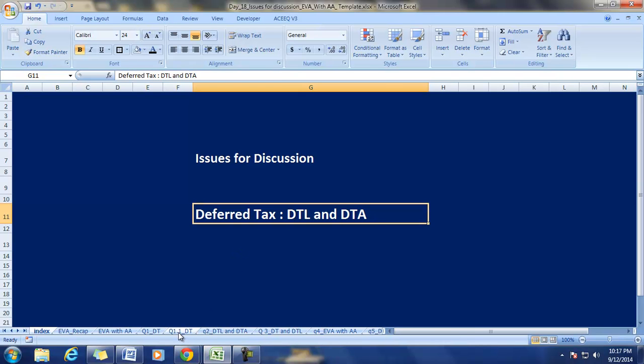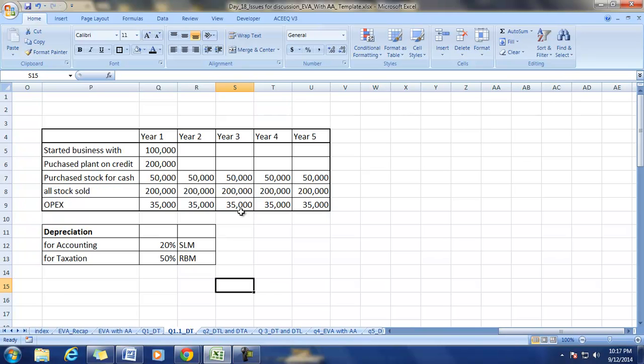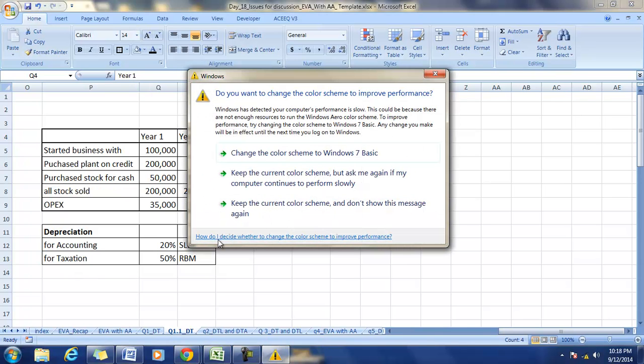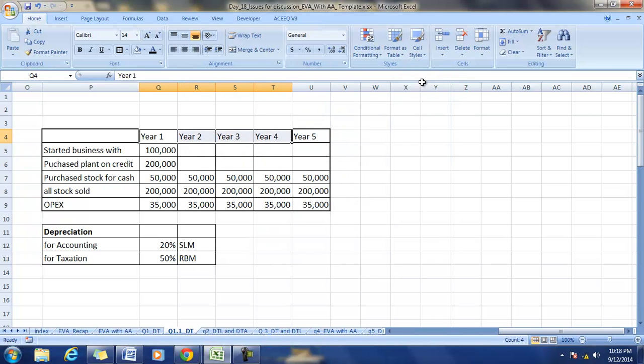In this example, we will focus our attention on one such difference, that is depreciation, and we will ignore the other differences which may happen while computing profit as per the income statement and the profit as per the tax statement. So we have this hypothetical set of transactions for a period of 5 years. We kept all transactions the same, except that depreciation is different. Depreciation for accounting is 20% SLM, and depreciation for taxation is 50% using the reducing balance method.